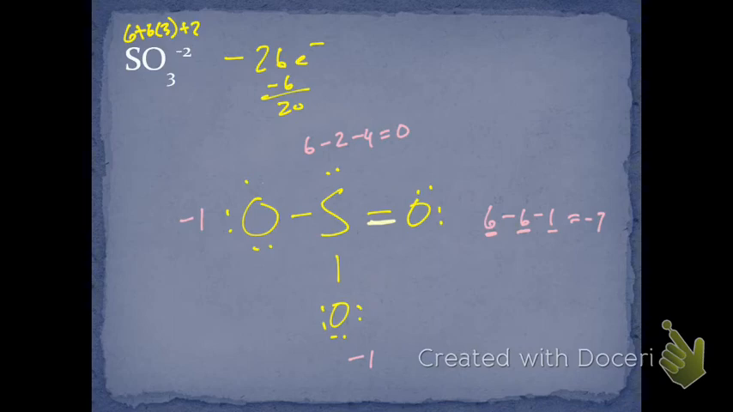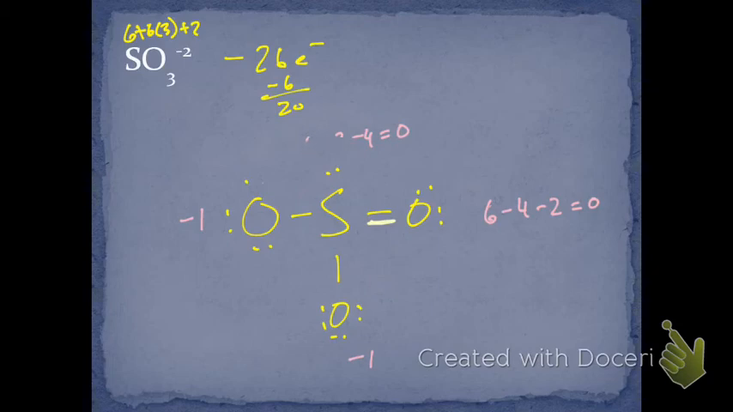Those would still be negative 1s, right? And then this would be 6 minus 4 minus 2. So this would also be 0. All right, so those would be my formal charges. So this is what it would look like. And then what I would have to do is show resonance, because this double bond could be in any of these three locations.